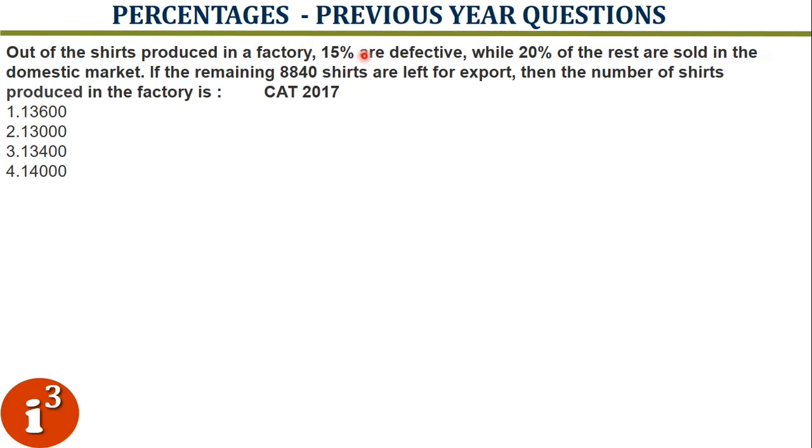Out of the total shirts, 15% are defective, so 85% is left. From this 85%, 20% are sold in the domestic market and the rest are left for export. That remaining percentage is given as a number. You need to find the number of shirts produced in the factory. Okay, let's see the solution.